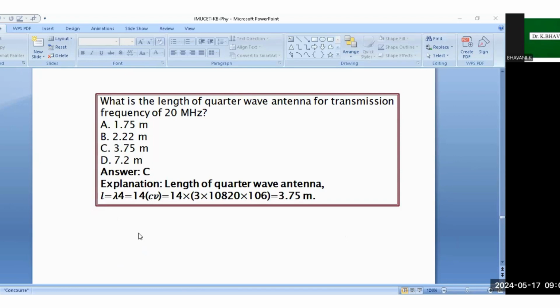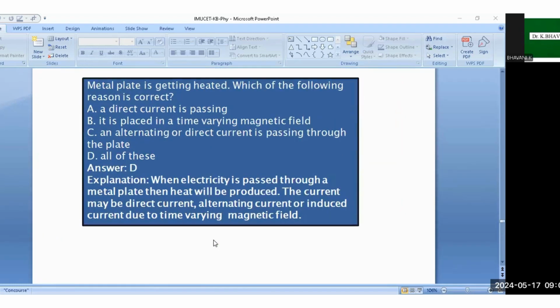What is the length of a quarter wave antenna for the transmission frequency of 20 megahertz? Here you have to write the formula and substitute: L is equal to lambda by 4. The answer is C, 3.75 meter.